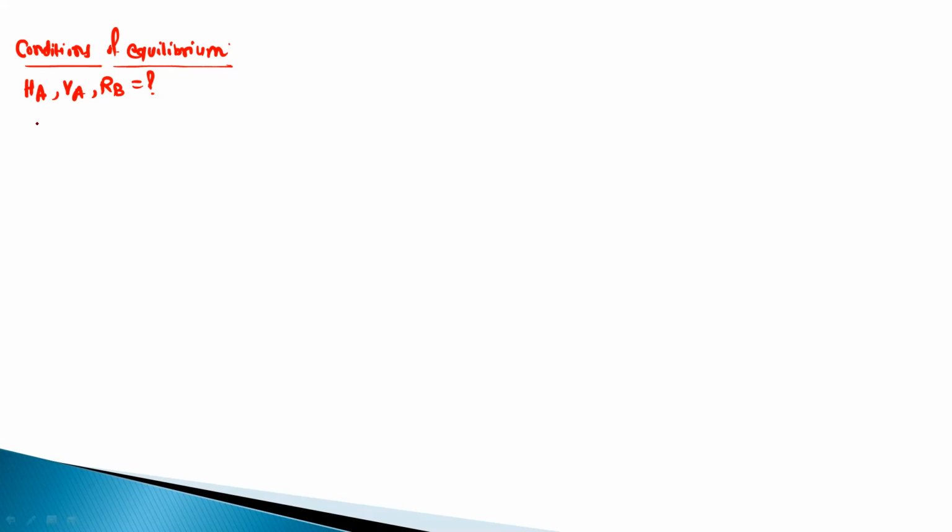So first condition is summation Fx, it is equal to 0. Then summation Fy, it is equal to 0. And summation of moment about any point of that system, it must be equal to 0. So by using these three conditions, we can find out these three unknowns. So to apply this equation, just refer the free body diagram. So I will redraw that free body diagram.